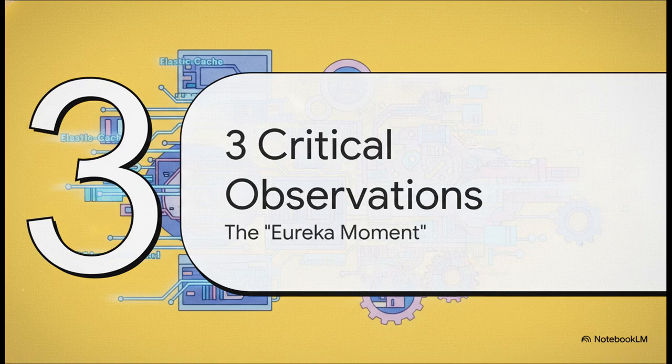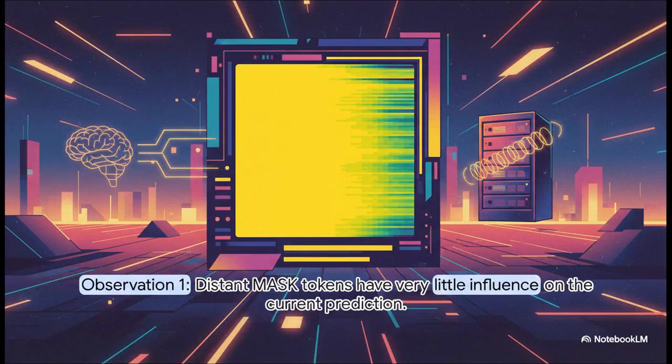Okay, but this is where the story gets really interesting. The researchers behind this new method, Elastic Cache, they didn't just see the waste. They looked closer and noticed a few really crucial patterns, which led to their big eureka moment. Observation number 1. They realized that the blank parts of the text that are really far away from where the model is currently working, well, they barely have any influence at all.